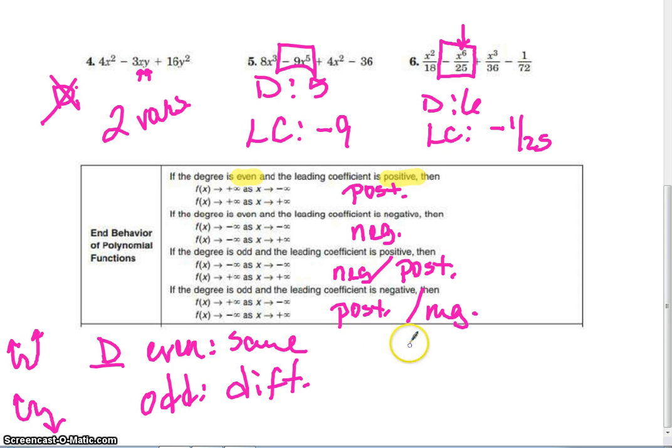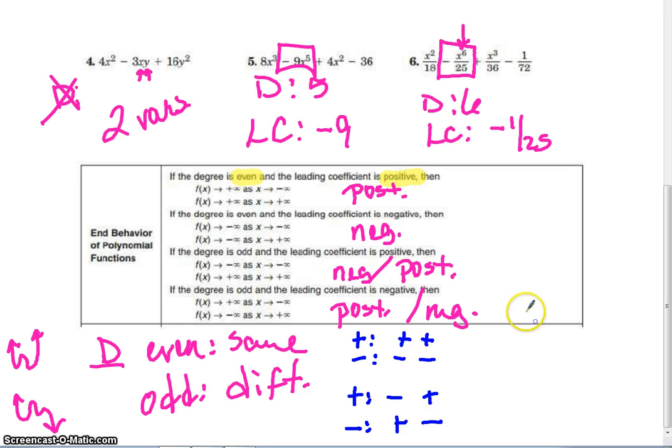So you could either summarize this. If they're going to be the same, they're either both positive or they're both negative. Okay? So this would be if you had a positive or a negative. If they're different, if you have a positive leading coefficient, then you're going to be minus and then plus. If you have a negative leading coefficient, you're going to be plus and then minus.